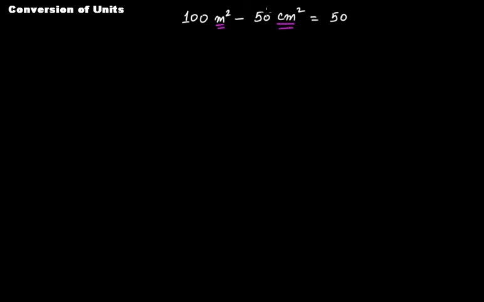Clearly, units are different. Same thing if this is 100 meter square plus 50 millimeter square, then you'll add 100 plus 50. But what about this meter square and millimeter square? So the question arises, can we simply subtract or add these two numbers having different units? No. The answer is no, you cannot. And that is why we learn about conversion of units.